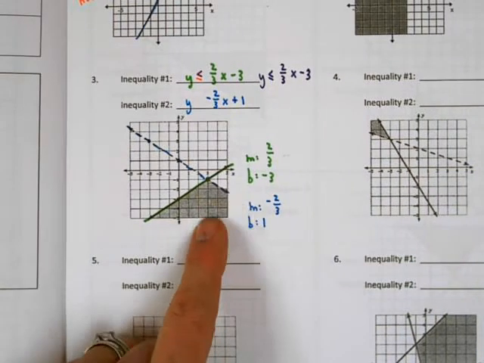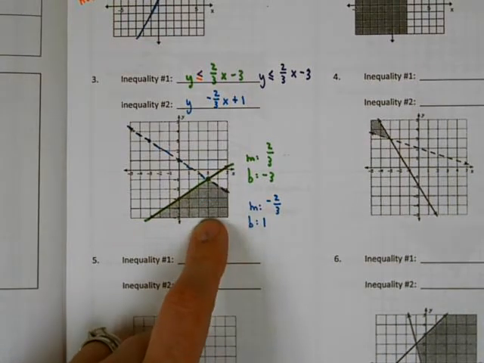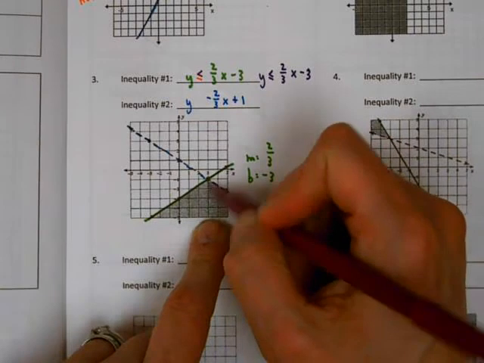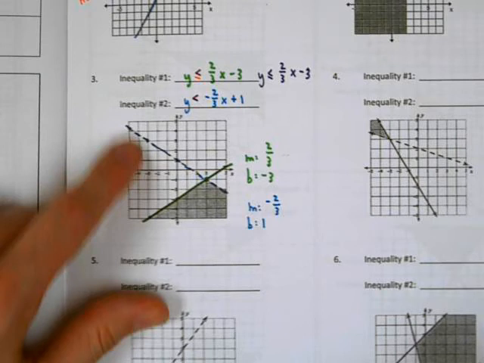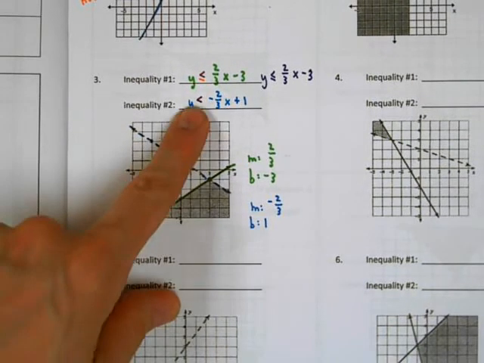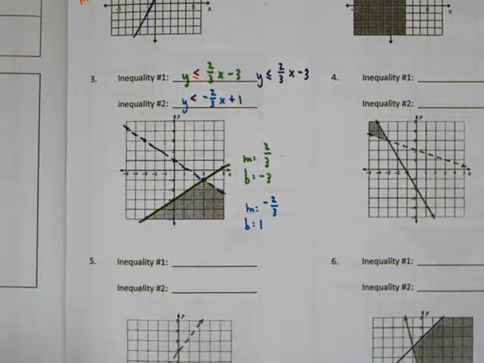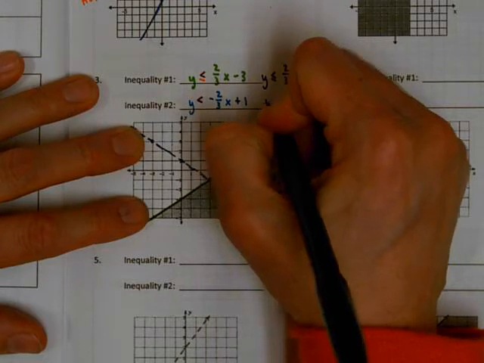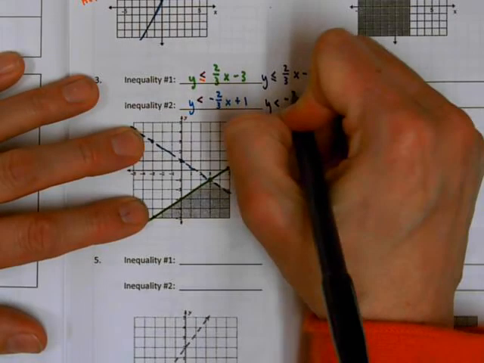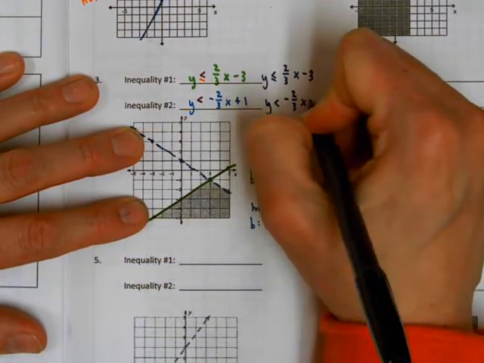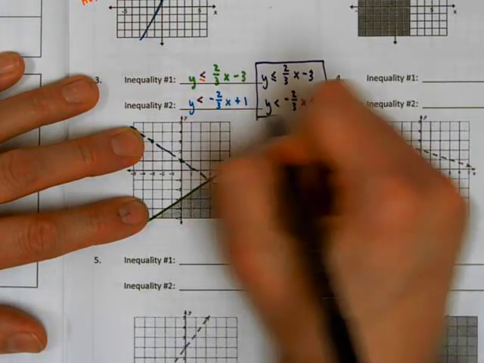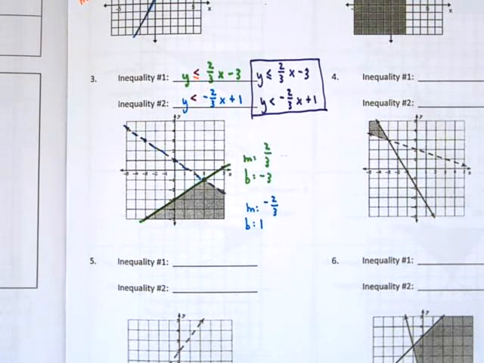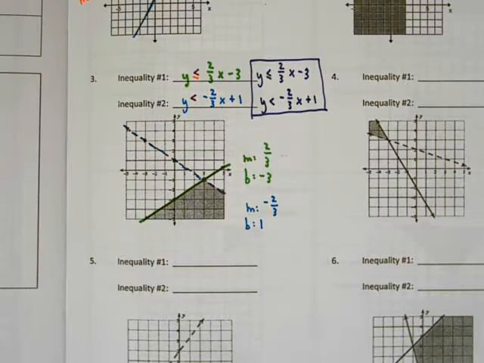Now again here, all my shading is below. I can see here the shading is underneath that line, so it's going to be less than. And in this case, my line is dotted, so it's going to be strictly less than. So my inequality is y is less than negative 2/3 x plus 1. So that's what we mean by writing a system of linear inequalities.